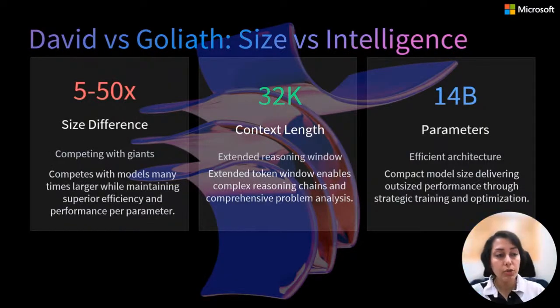What is special about the FIFO reasoning models is that they're really competing with models that are 5 to 50 times larger in size while maintaining superior efficiency and performance per parameter. They have an extended context length of up to 32,000 tokens that allows them to go through complex reasoning chains and comprehensive problem analysis. And at 14 billion parameters, they're very suitable to efficiently run even on commodity hardware such as laptops.